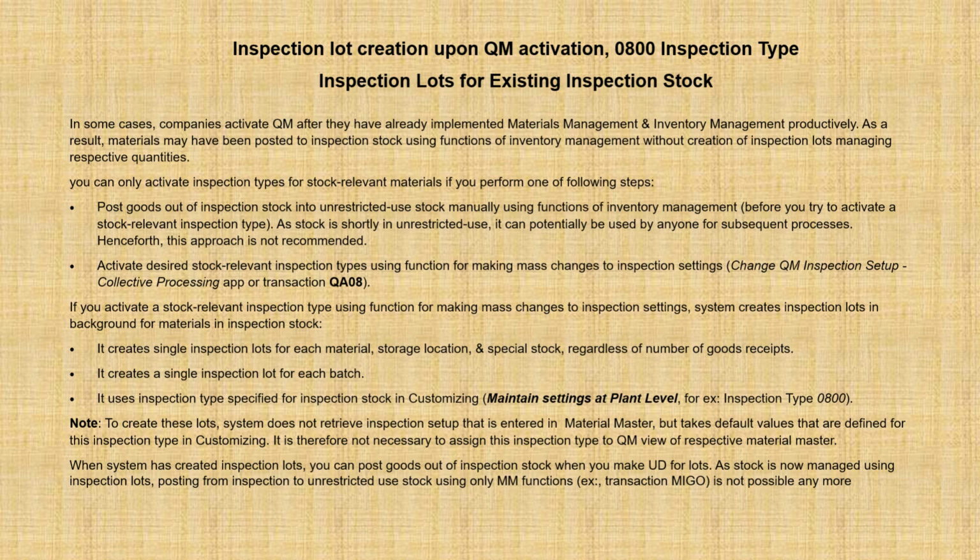If I want to trigger a lot for inspection type 0800, then one configuration is required, which will allow me to move the stock which is present in the quality, and we don't have any QM setting done for that material. No inspection type was activated for this. Then using QA08, we can activate 0800 inspection type, and the proper UD code needs to be created. Let's see how it works in the system.